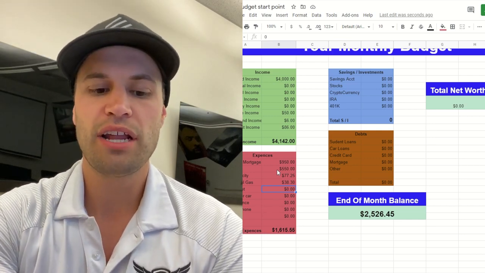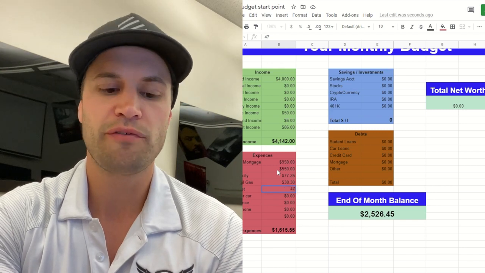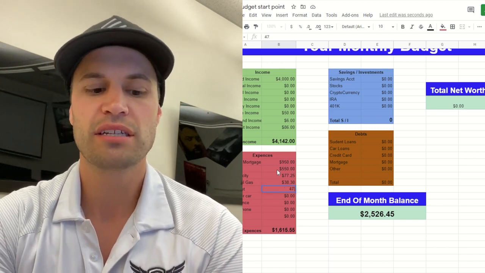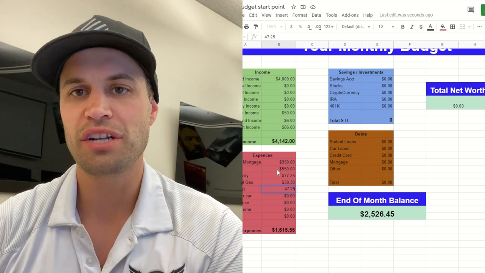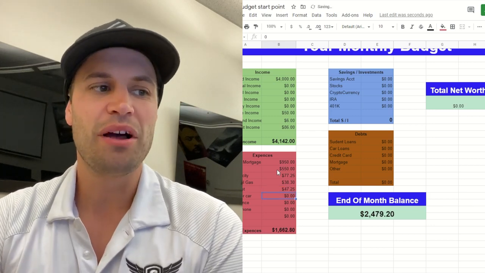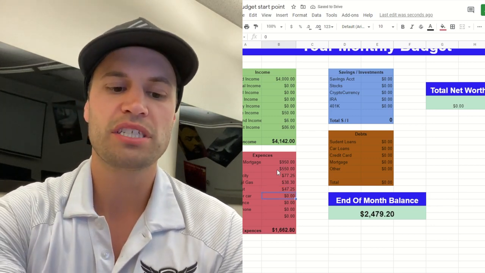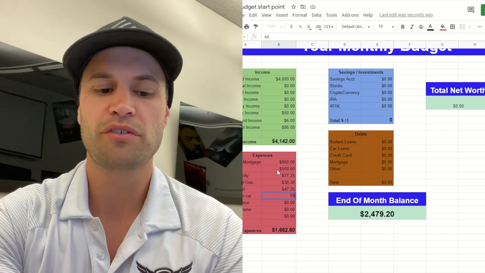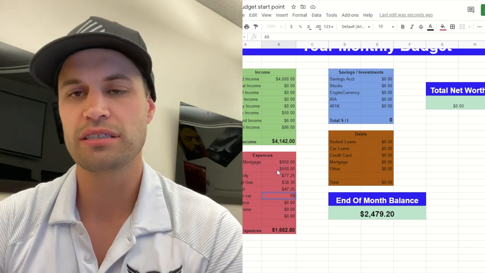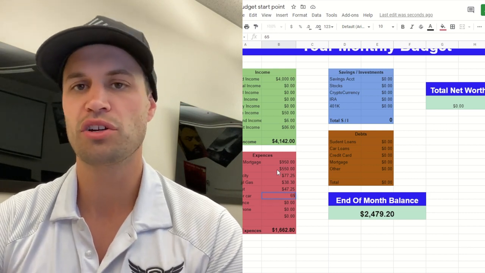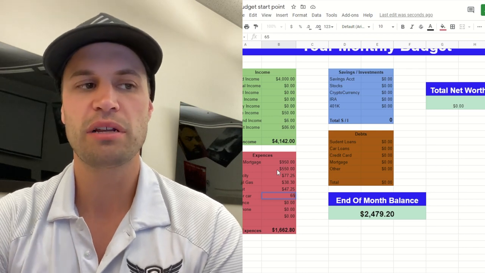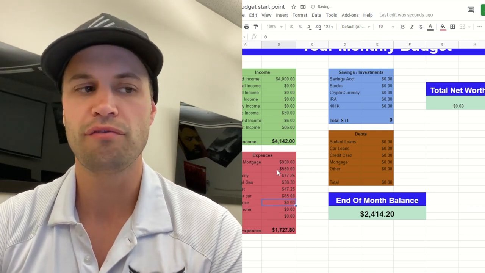Internet, everybody has internet in the home now, and that's about $47.25. You have to have internet to be able to watch your Netflix and Hulu at night. And then gas for our car. This has been going up in the last few months after the election. Every election year, it seems like gas drops, and then after the election, it goes back up. So the average American is spending about $65 a month in fuel.